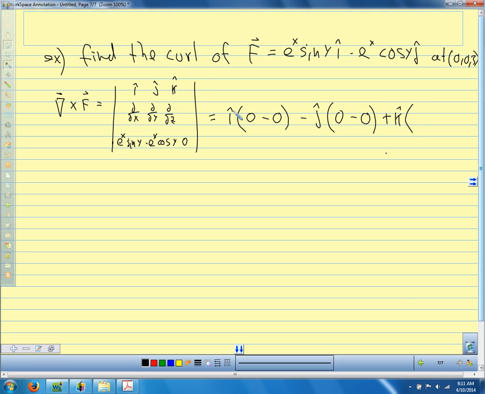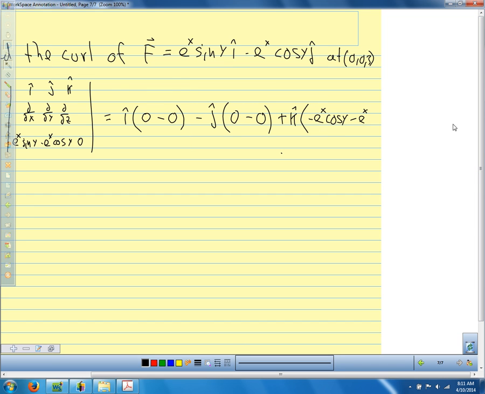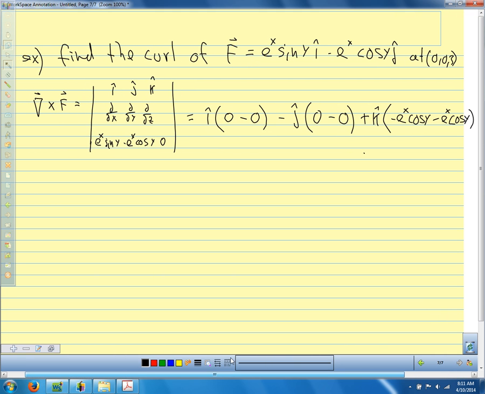Plus k hat. And for this last one, I get the partial derivative with respect to x of minus e to the x cosine y. So I get a minus e to the x cosine y minus the partial derivative with respect to y of e to the x sine y. So I get a minus e to the x cosine y again, and that simplifies to minus 2 e to the x cosine y k hat.